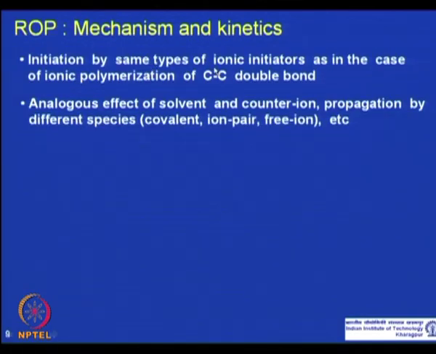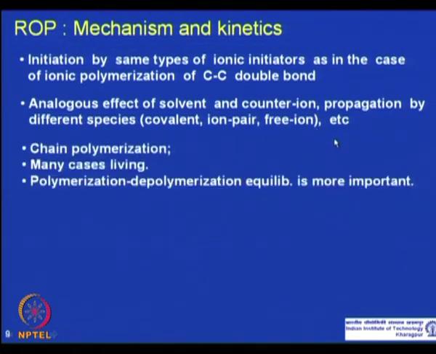Now, because we are talking about initiation by ionic initiators, you have those different types of species: covalent species, ion pair or free ion, different types of association between the reactive center and the counter ion. Hence, there is an effect of the solvent and the counter ion in ring opening polymerization, as well as in the linear ionic polymerization of the double bond.